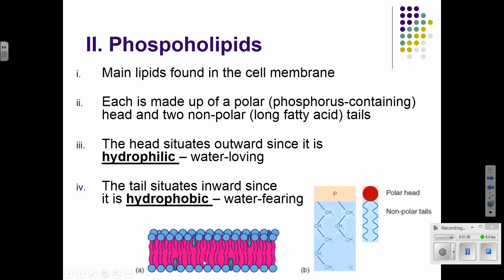So if you look at this picture on the bottom here, here are the polar heads in blue facing either to the inside or outside of the cell, and then the pink hydrophobic tails face each other. So we make this fatty middle part, and then the polar phosphate outer part.